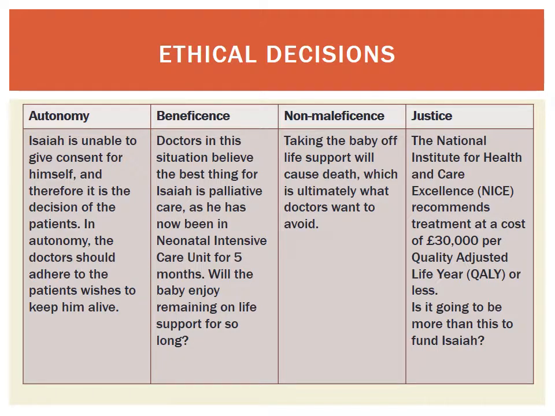These are the ethical decisions. In autonomy, Isaiah is under the age of 16, and therefore he's unable to give consent for himself, and therefore it is in the decision of the parents. In this case, the parents have decided to keep him alive, and so the doctors should listen to them. But we have to consider other things as well.